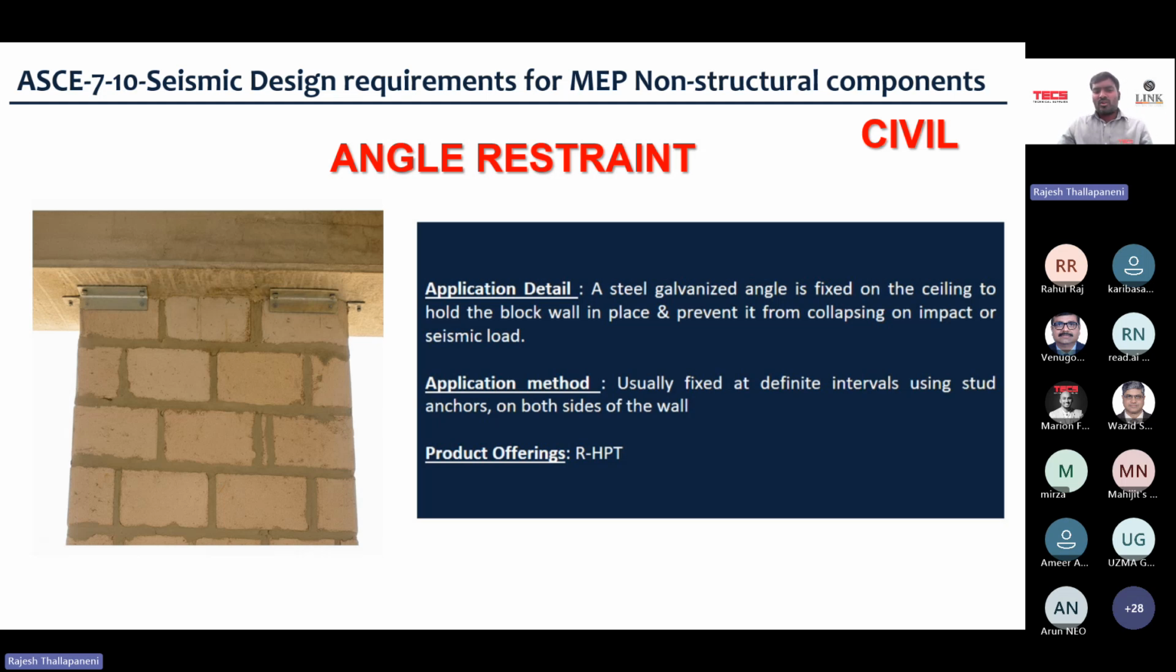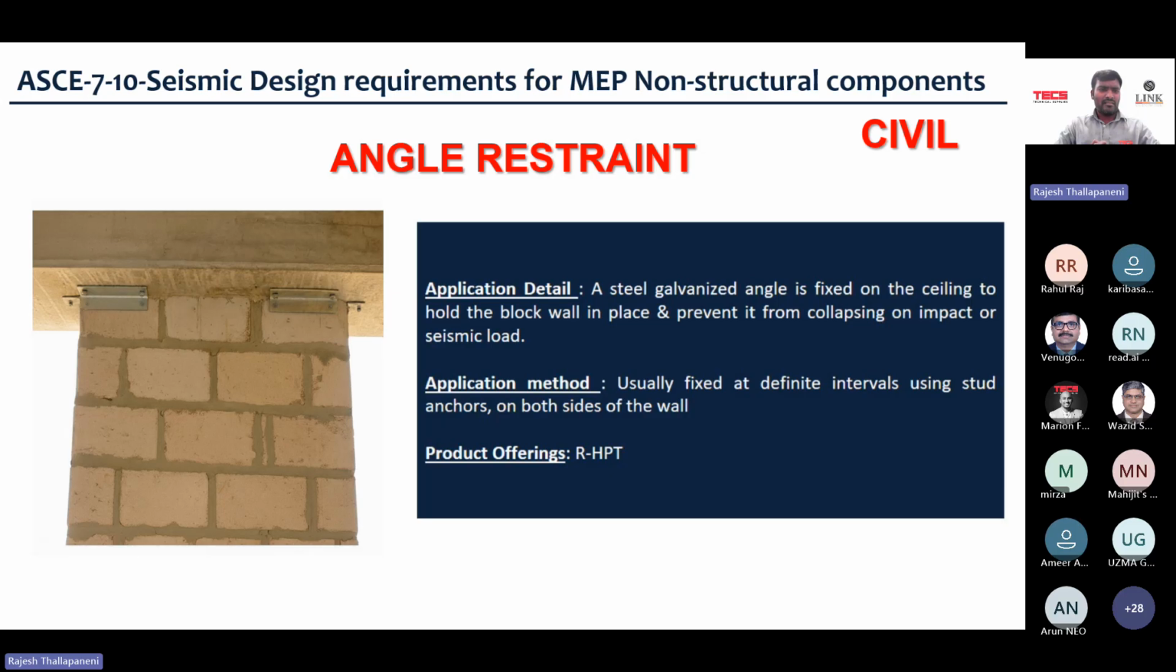So all the blockworks, as we all know, are freestanding, right? They don't have any restraints. The slab load should not get transferred to the blockworks, so they are non-load bearing ones. There is no attachment or fixing done to the slab because this movement needs to be allowed.